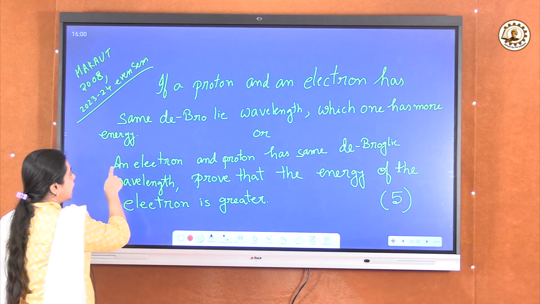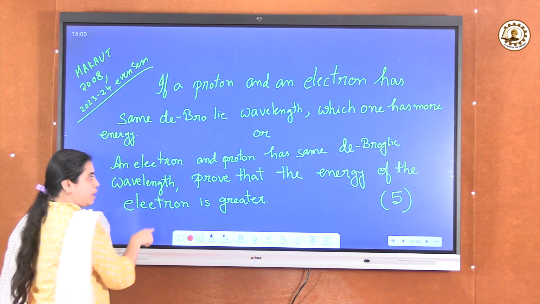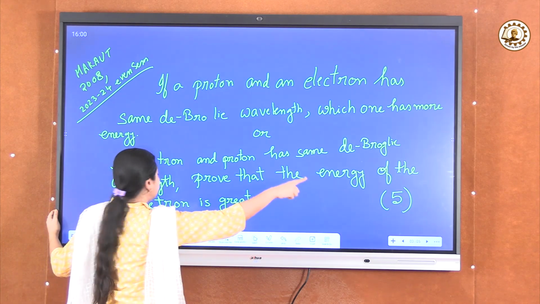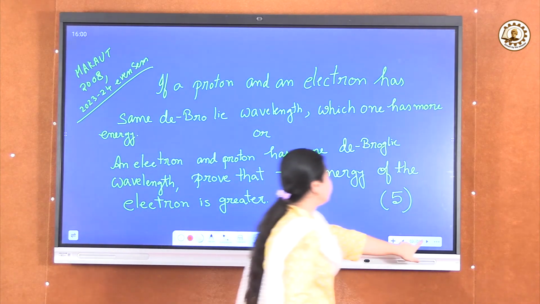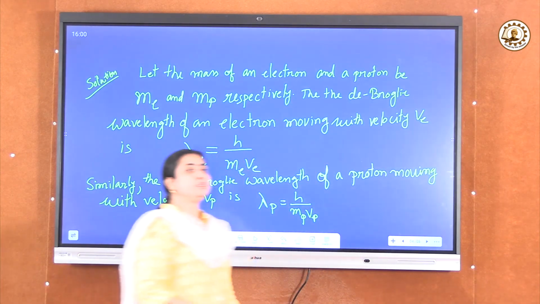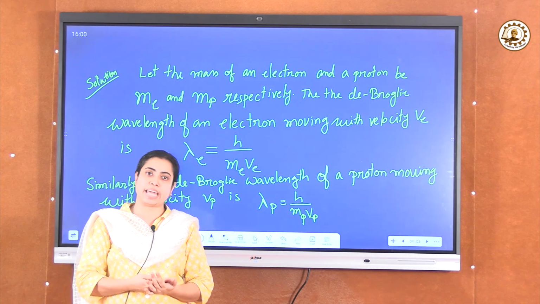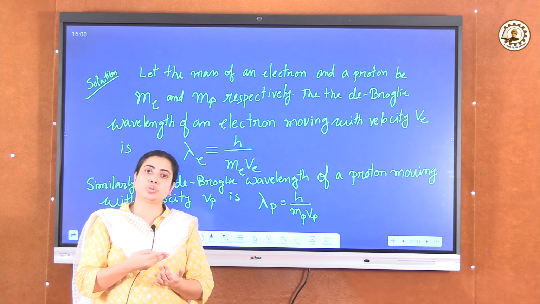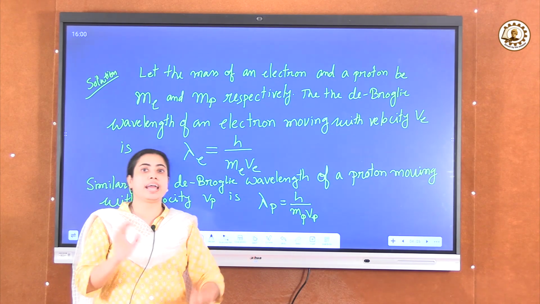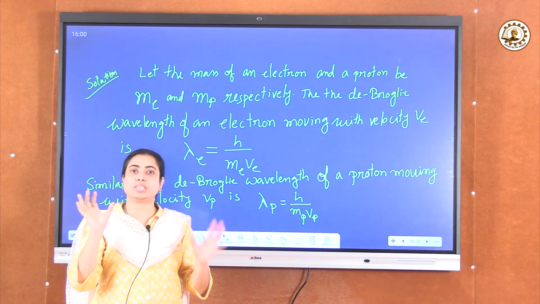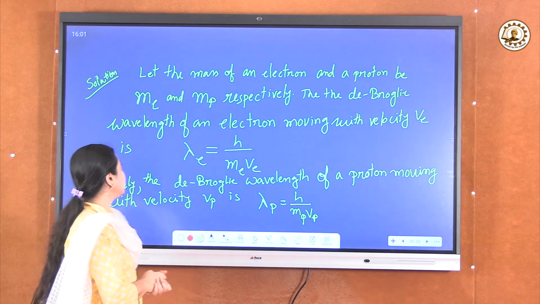The question is, an electron and proton have the same de Broglie wavelength. Prove that the energy of the electron is greater. So how is it so? They are telling that the de Broglie wavelength of electron and proton is the same, so you have to check what is their energy, both for the electron and the proton, and then you have to say which one has greater energy. So let us see what happens.